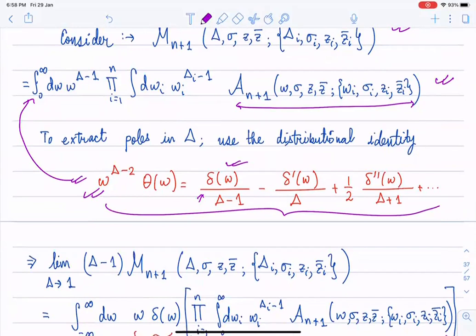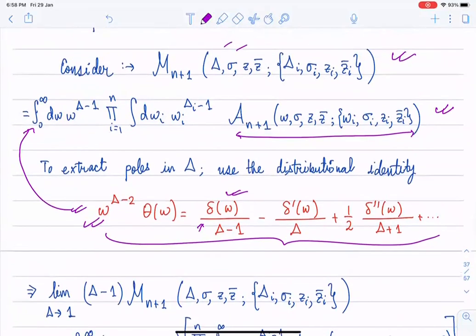Yeah, so in this case, basically the job of the theta function is to turn this integral from 0 to infinity into minus infinity to infinity. So as Anish pointed out, this integral is from 0 to infinity. I'm going to make this minus infinity to infinity, and make this omega to the power delta minus 1, I'm going to write it as omega to the power delta minus 2 times an omega. And then of course with the theta function, and then I use this identity.